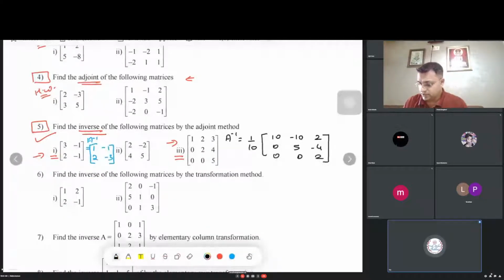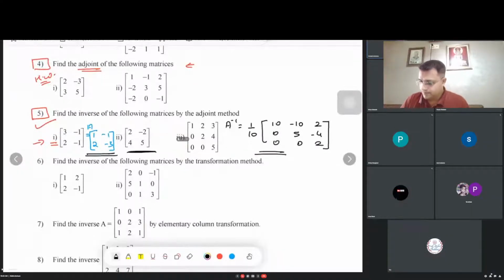So this is our answer for A inverse for the first sum and the A inverse for the third sum. Now, 1 upon 18. Okay, so that's the required inverse of the second question.